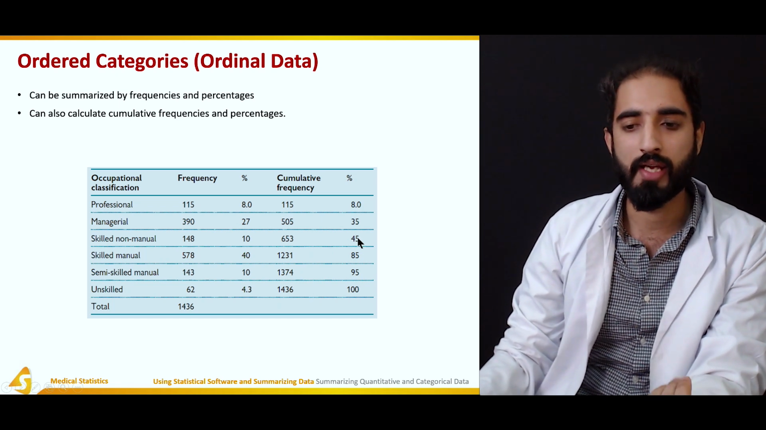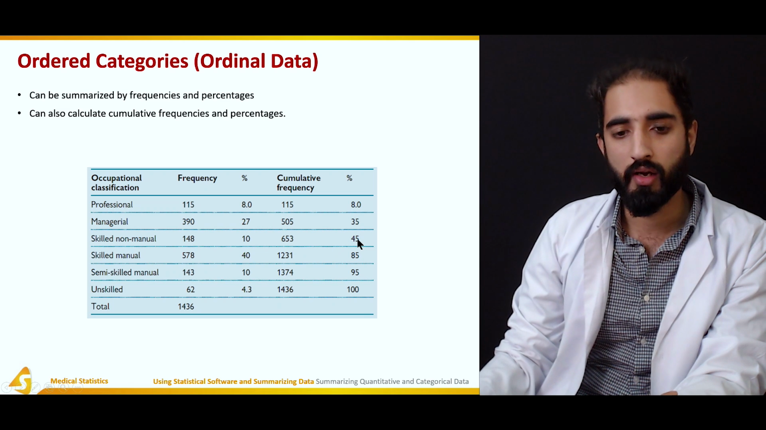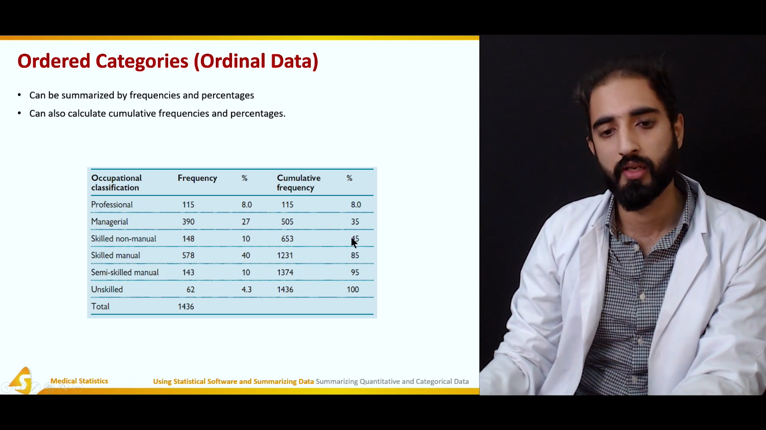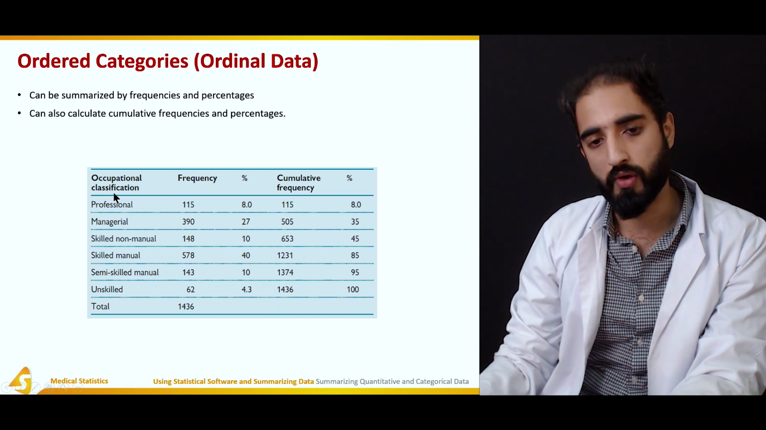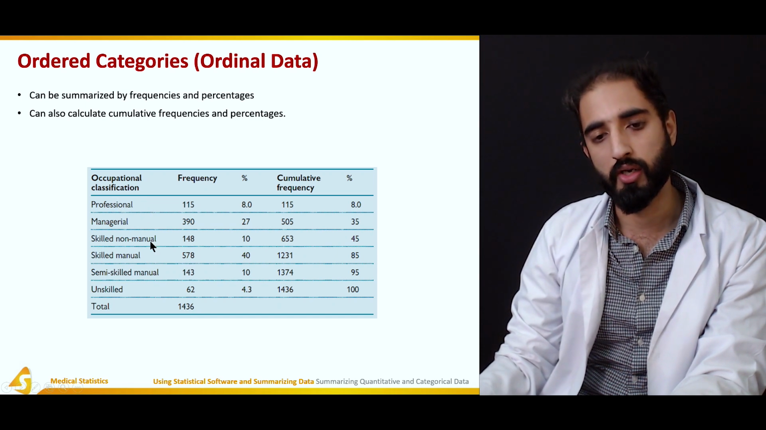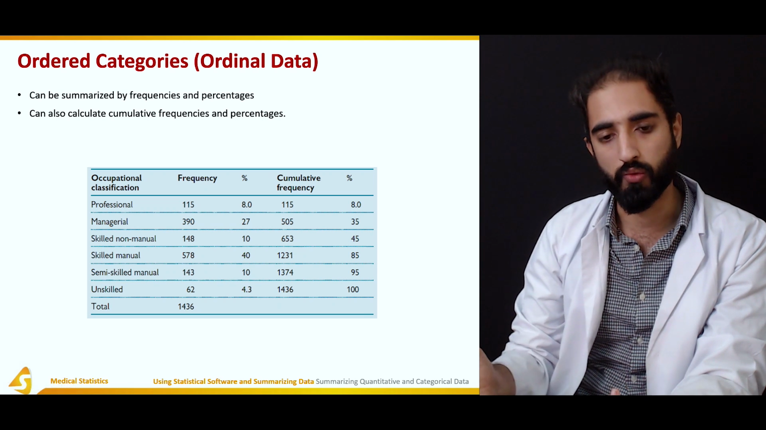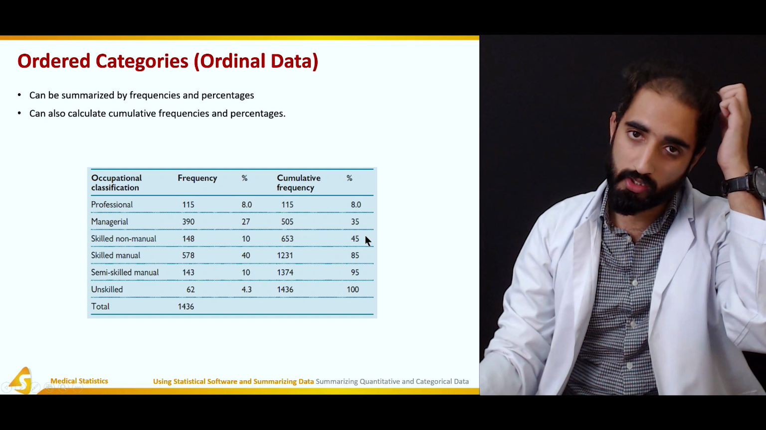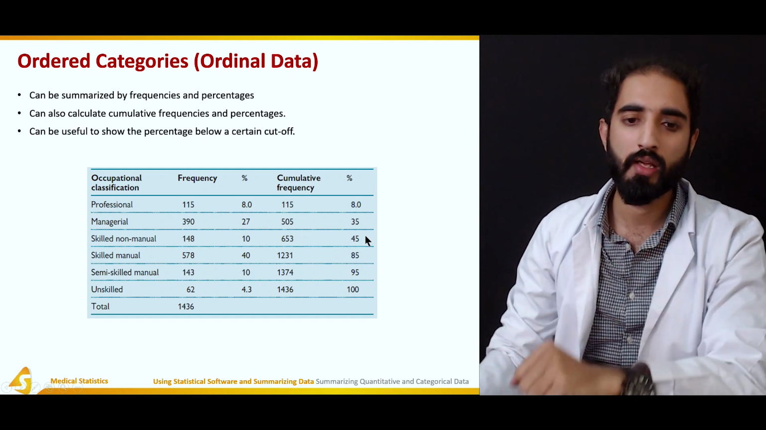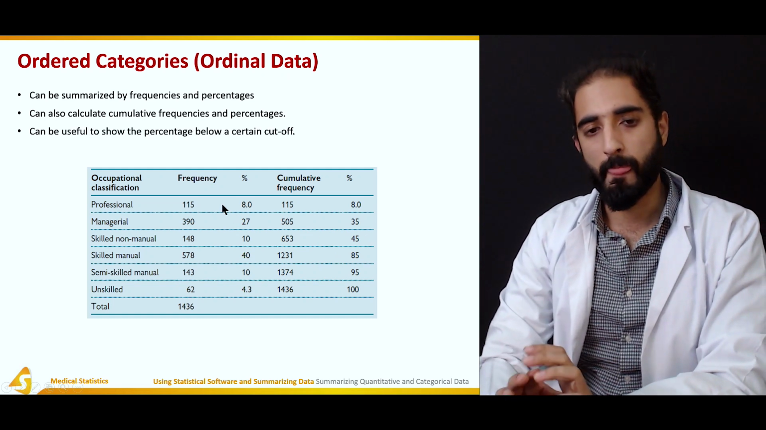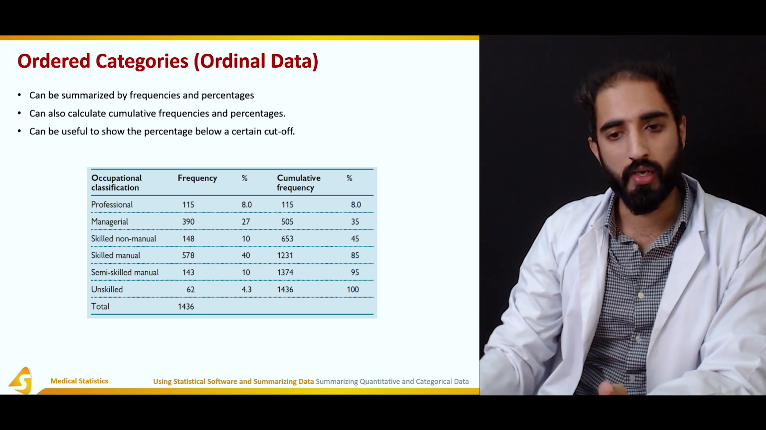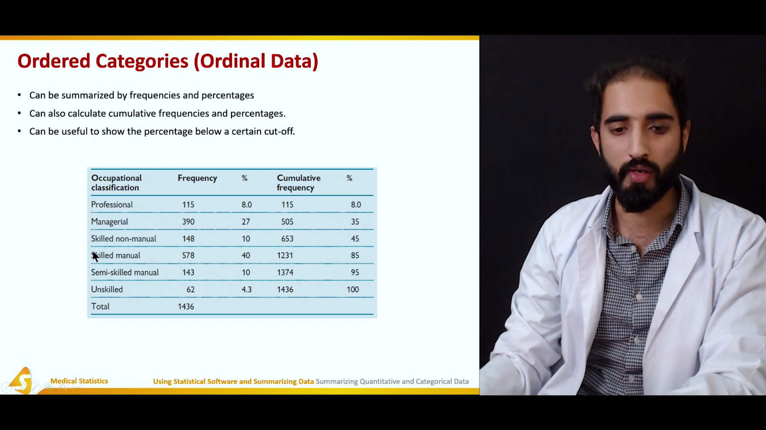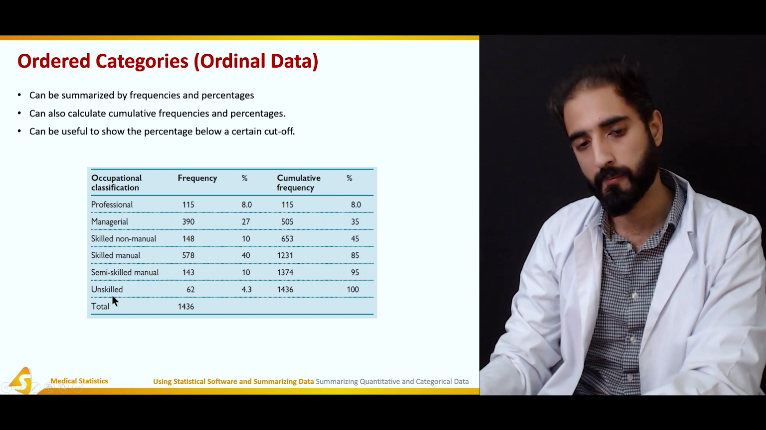I can here say that 45% of the participants, in terms of their occupational classification, were employed in non-manual. So that is the benefit of mentioning cumulative frequency. It can be useful to show the percentage below a certain cutoff, like for example, this is non-manual and moving on from here, there are manual and unskilled.